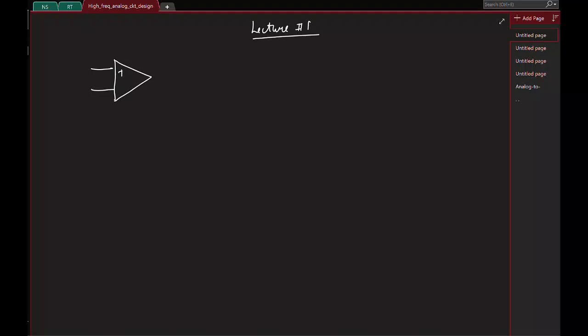You'll be learning to design this triangular block. And what is this? As you guys know, this is an operational amplifier or an opamp, right? And say the voltages here are V1 and V2. What is the output voltage? Some gain times V1 minus V2. And ideally, what do you want this gain to be? You want this to be infinite.